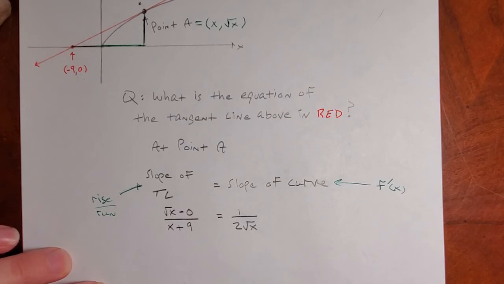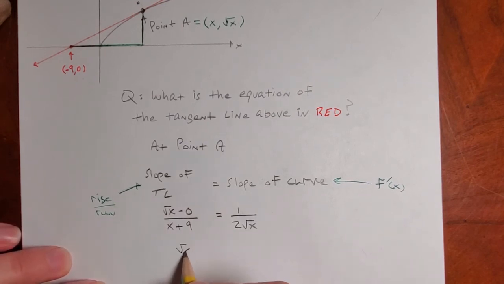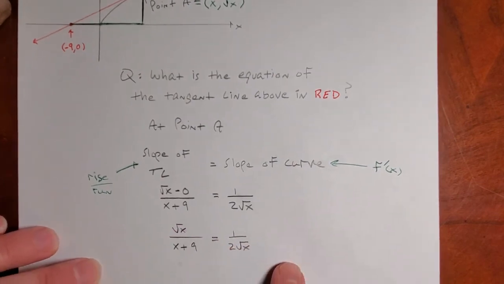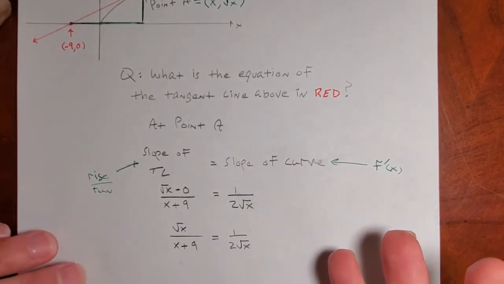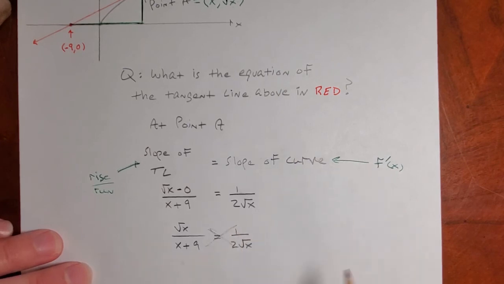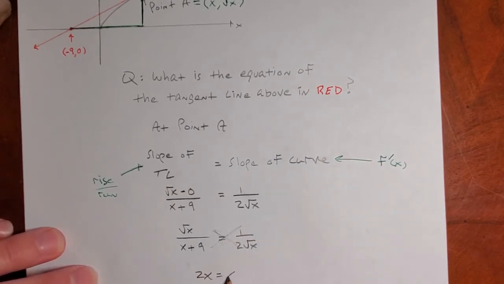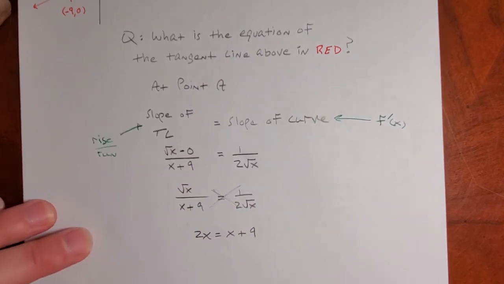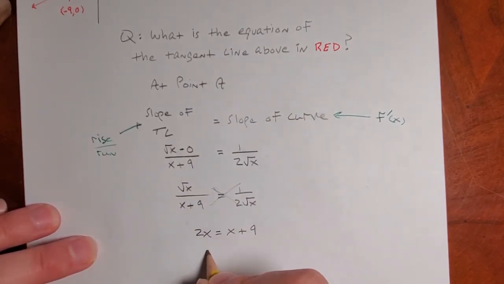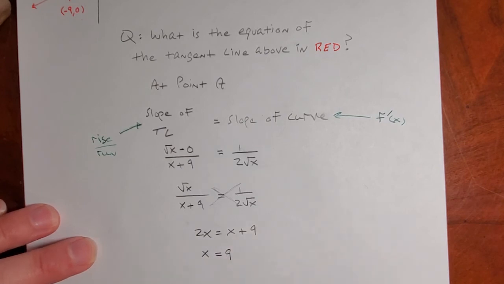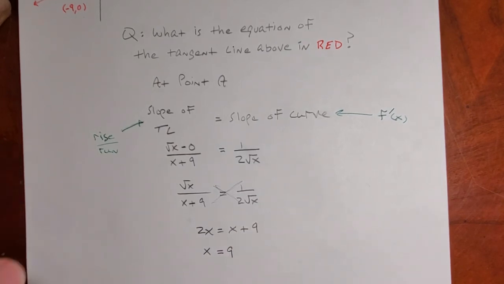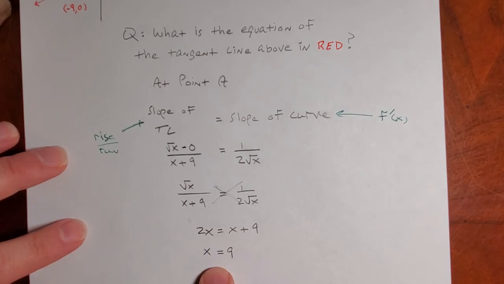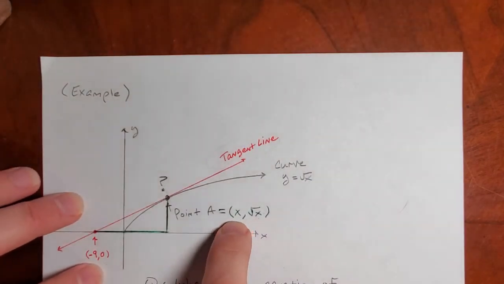Anyway, so let's do a little simplifying. So we'll just get root x, and then we get x plus 9. And then over here we'll get 1 over 2 root x. And from here, this is the type of equation we can solve by cross multiplying. So we'll get 2x is equal to x plus 9, and then so we'll get x is equal to 9. Okay, so, well, what x? Where? This one. This point.